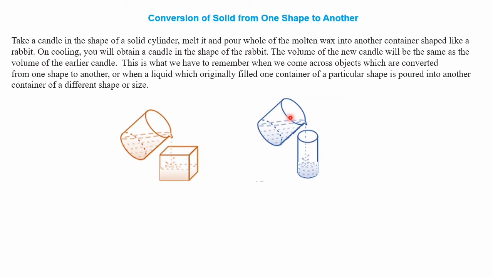The same quantity of water when we pour into another container, when it reaches this container, the shape will change, or the shape will be the same as the container which the water occupies. But the volume remains the same. So here what we have to notice: when we are changing a solid from one shape to another, the volume remains the same. This is what we have to learn from here.